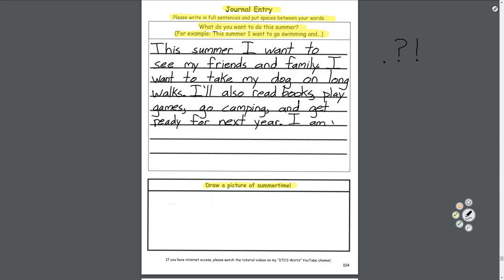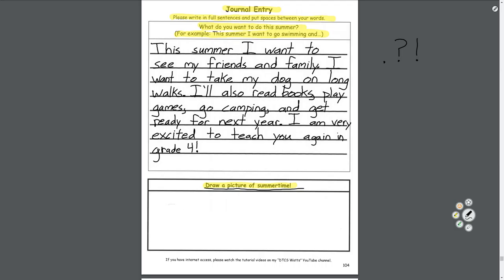I am very excited to teach you again in grade 4. Okay, let's read it. This summer, I want to see my friends and family. I want to take my dog on long walks. I'll also read books, play games, go camping, and get ready for next year. I am very excited to teach you again in grade 4. Yes, sounds good. Now draw a picture of summertime.